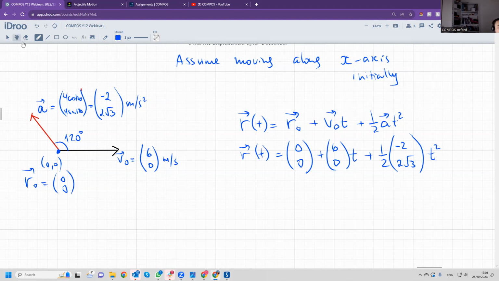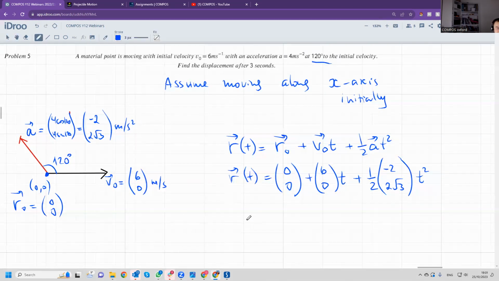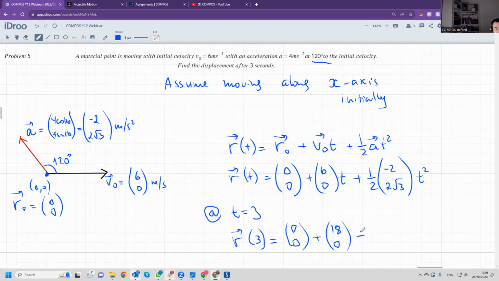And what are they asking? They're asking for the displacement after 3 seconds. At t equals 3, R of 3 is 0, 0, plus 6 times 3, so 18, 0, plus minus 1 times 9, so minus 9, and root 3 times 9, so it's 9 root 3.